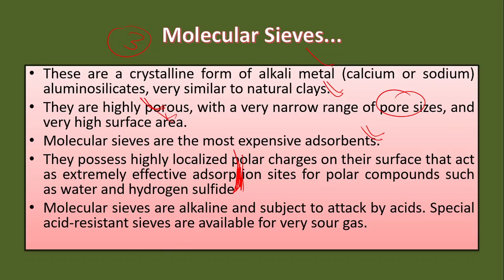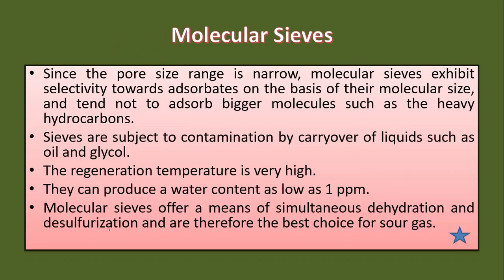Molecular sieves are alkaline in nature and subject to attack by acids. Special acid-resistant sieves are available for sour gases. Since the pore size range is very narrow, molecular sieves exhibit selectivity towards adsorbates on the basis of their molecular size. This means we can control which molecules are adsorbed, and because of these narrow pore sizes, they tend not to adsorb the bigger molecules such as heavy hydrocarbons. That is one of the advantages of molecular sieves. Sieves are subject to contamination by carryover of liquids such as oil and glycols.